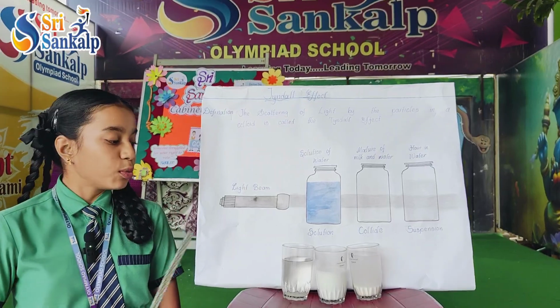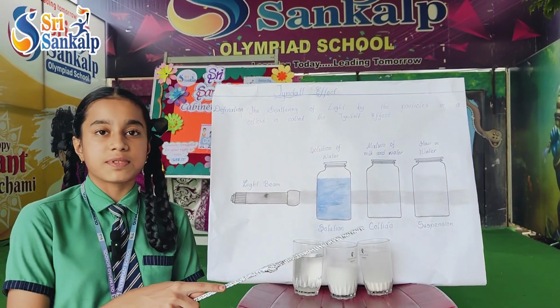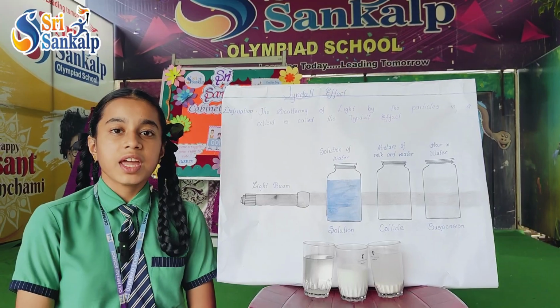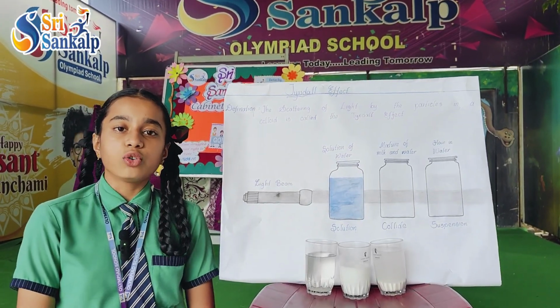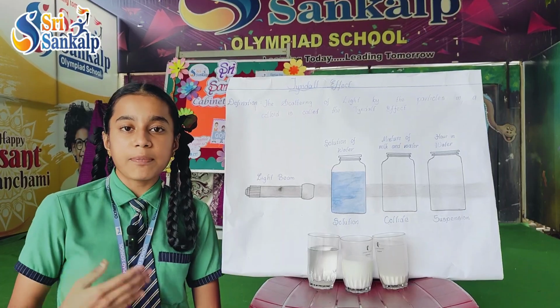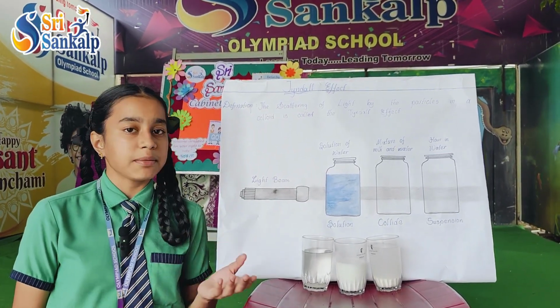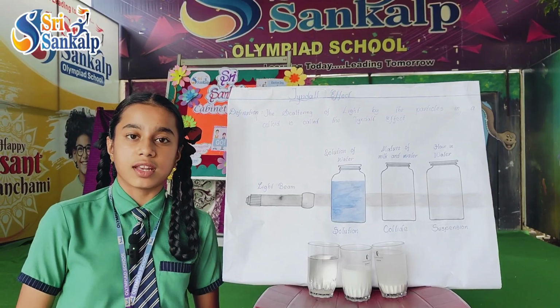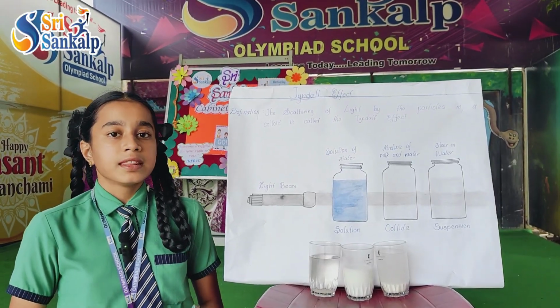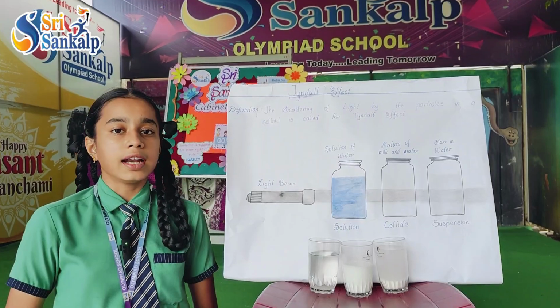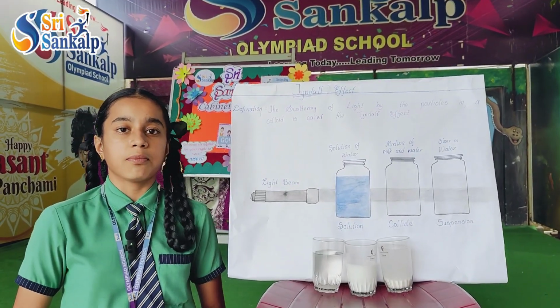Solution. The homogeneous mixture of two or more substances is known as a solution. This means that if you take out 1 ml of sample from different parts of the solution, it will have the same degree of sweetness and the same concentration. It means that this 1 ml of sample contains the same amount of sugar and the same molecules.